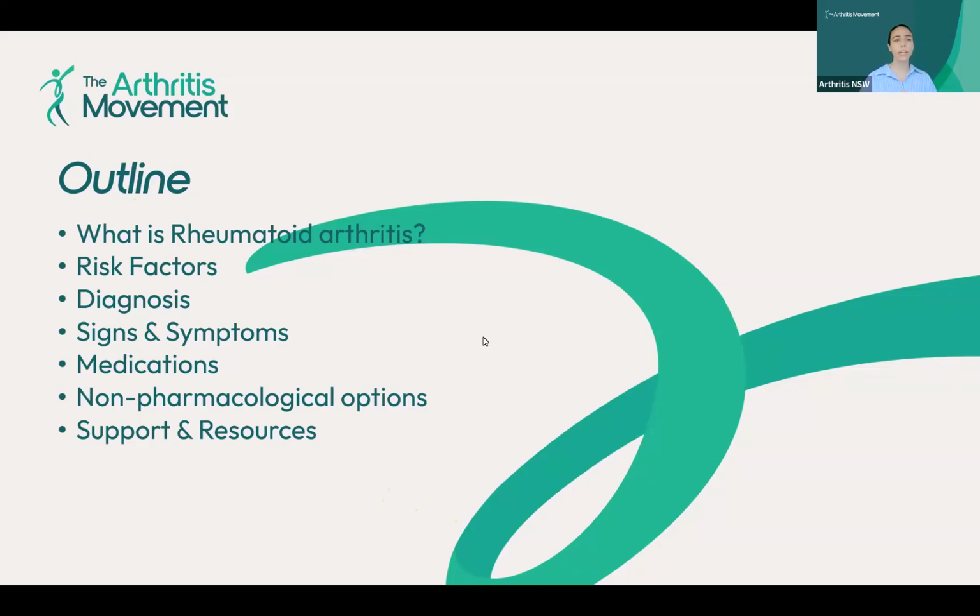So we will be talking a little bit about what the disease actually is so we can better understand what kind of condition we're living with. We'll talk a little bit about risk factors, in terms of occurrence and risk factors that can make management a little bit more challenging. We'll talk about the diagnostic process, signs, symptoms, medications, and some of those non-pharmacological self-management strategies that can help better manage the disease.